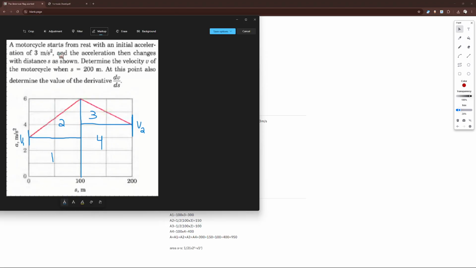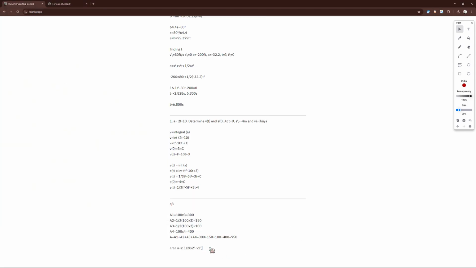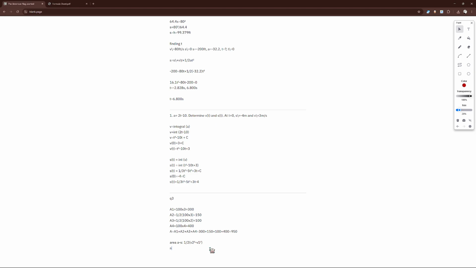Because if you think about it here, it starts from rest with an initial acceleration of 3 meters per second squared. What does that mean? If you have rest, that means zero velocity is what rest means. Zero velocity. So that means v1 squared is just equal to 0. So your area, or A, is going to be equal to a half v squared. It's v2, but I'm just going to get rid of that because it's a lot of writing.